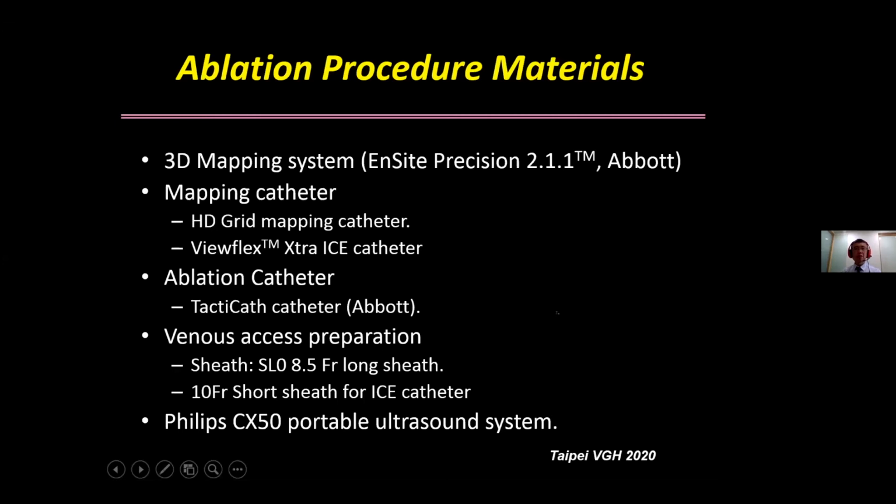Okay, so for this case, this is the ablation material we used for the procedure. We use the EnSite Precision 3D mapping system with the mapping catheter of HD Grid. And also we use an ICE catheter, ViewFlex Xtra. For the ablation catheter, we use the TactiCath catheter. For venous access, we prepare the SL0 long sheath, as well as the 10 French short sheath for the ICE catheter, and use the Philips portable ultrasound system for the ICE catheter.